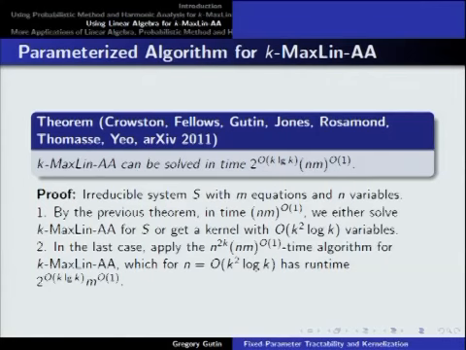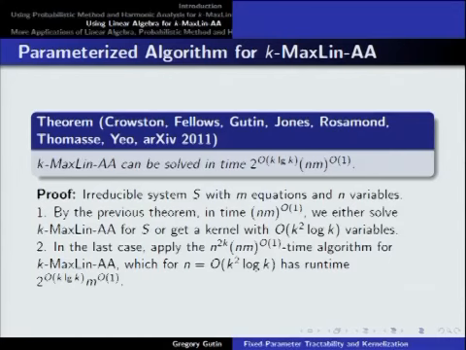We look at an irreducible system with m equations and n variables. By the previous theorem, in polynomial time, we can either solve the problem for S or get a kernel with at most k squared log k variables. In the last case, because the first case is of no interest, we already solved the problem, we apply this 2 to the power of 2k times polynomial time algorithm for the problem, where we replace n by its bound in terms of k, and so we get what we want.